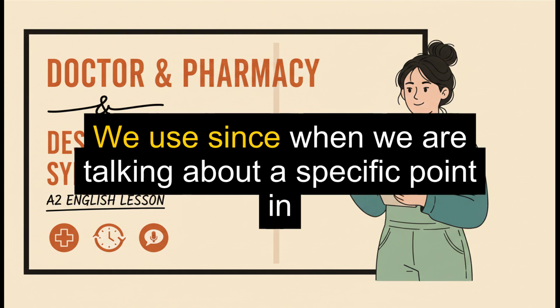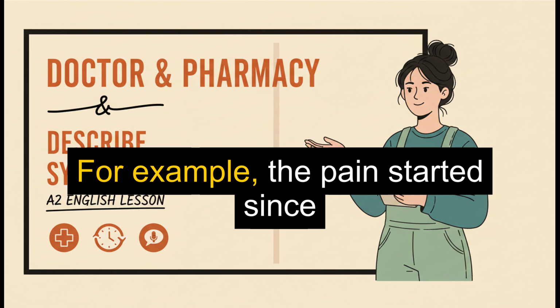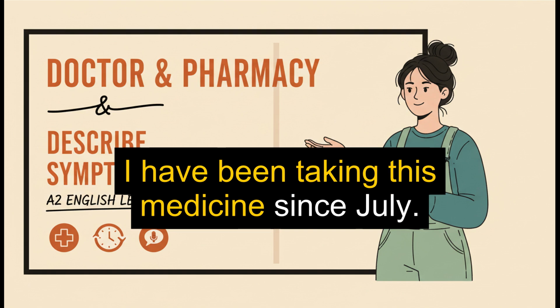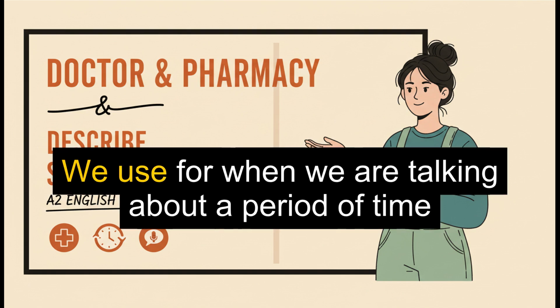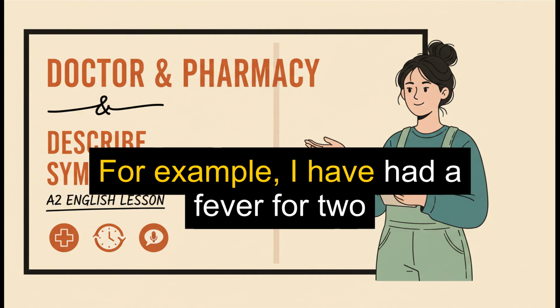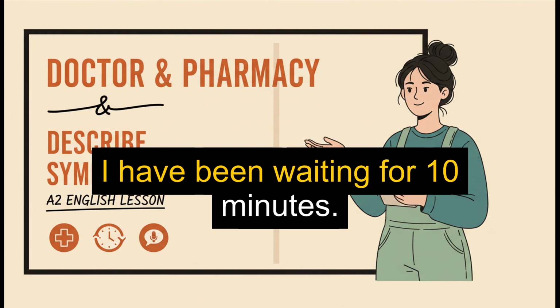We use since when we are talking about a specific point in time, like a date or a day of the week. For example, the pain started since Monday. I have been taking this medicine since July. We use for when we are talking about a period of time or a length of time. For example, I have had a fever for 2 days. I have been waiting for 10 minutes.